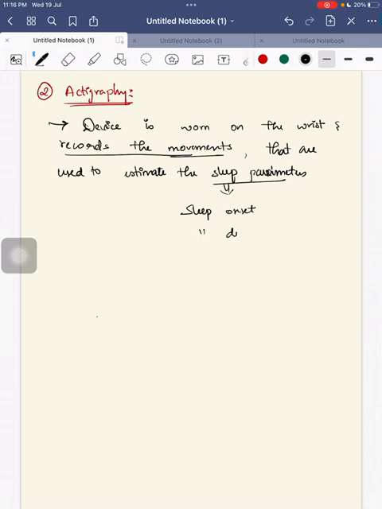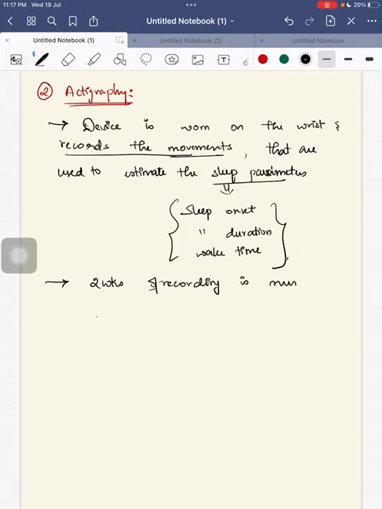The sleep parameters include sleep onset, sleep duration, and wake time. So it is a well validated tool for estimation of nighttime sleep parameters. But for this to be used as a validated tool, there should be at least 2 weeks of recording. 2 weeks of recording is a must.